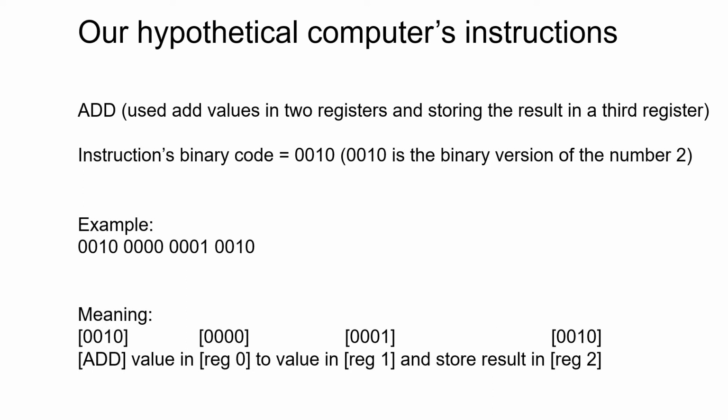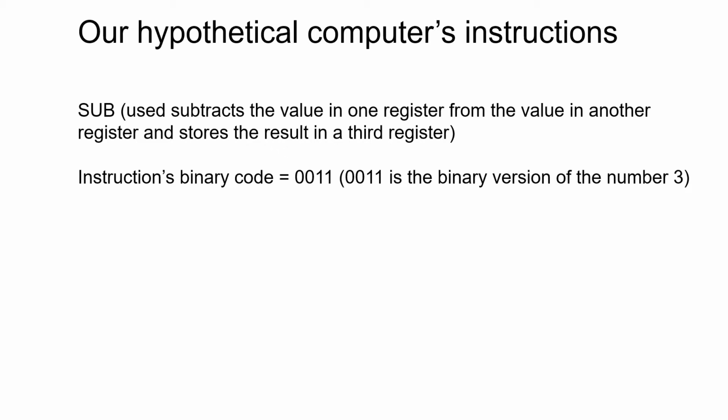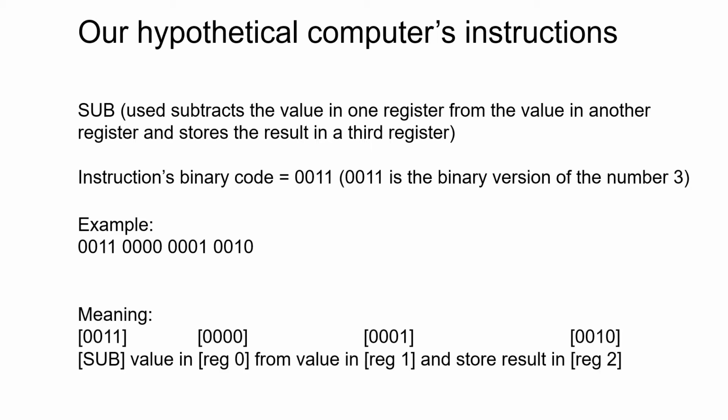Let's move to our next instruction. Sub or subtract, used to subtract the value in one register from the value in another register and store the result in a third register. The instruction's binary code is 0011, and again 0011 is the binary version of the number 3. So an example would look something like 0011, 0000, 0001, 0010, which would mean subtract the value in register 0 from the value in register 1 and store the result in register 2.